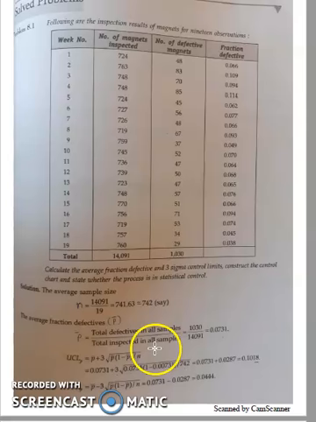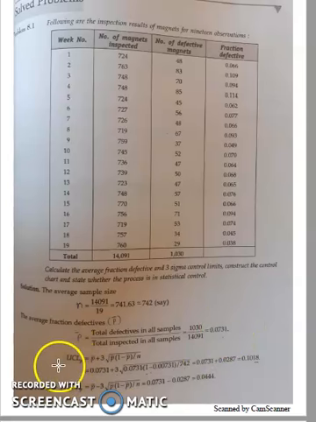The average fraction defective P bar is equal to the total number of defectives in all samples divided by the total inspected in all samples. Here the number of defects they have measured is 1030, divided by the total inspected. You will be able to calculate P bar.